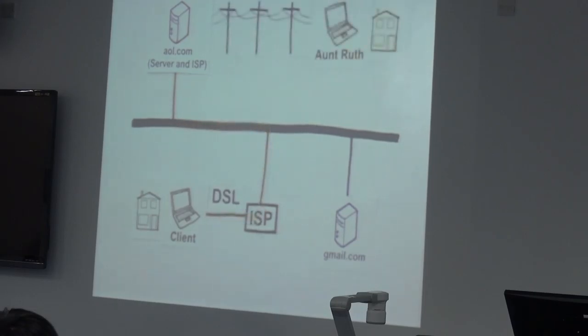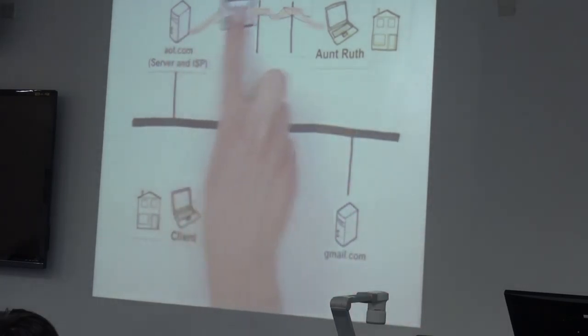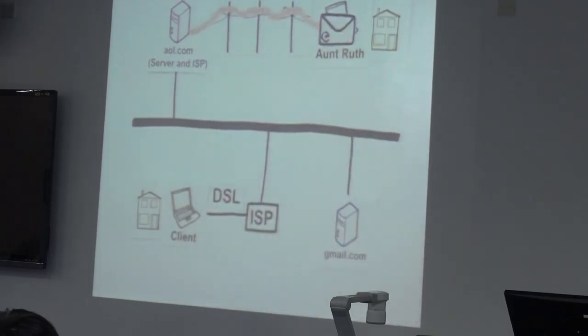Now, let's say that I want to send an email to Aunt Ruth. Aunt Ruth has AOL dial-up from home, and I've got a Gmail account. I log on to gmail.com and can post a message to Aunt Ruth's email address, aunt ruth@aol.com. Once I click send, gmail.com sends the email to aol.com. The next day, Aunt Ruth dials into AOL servers and retrieves the email.